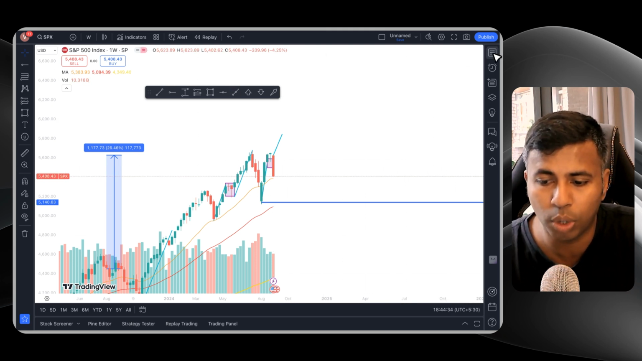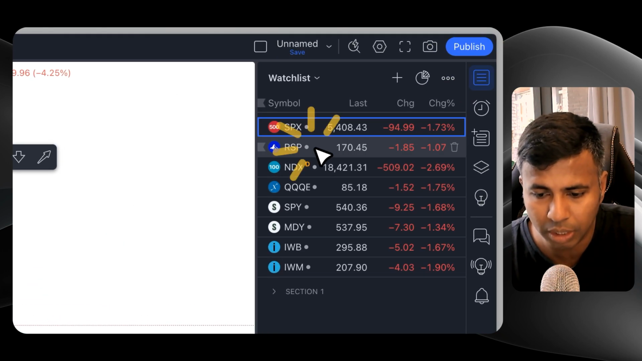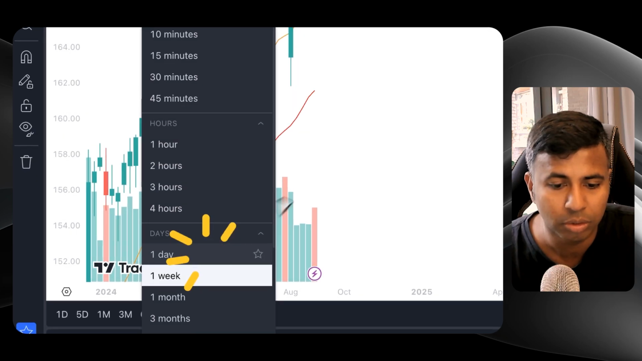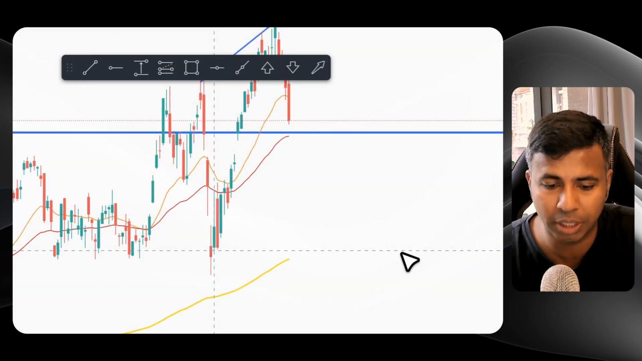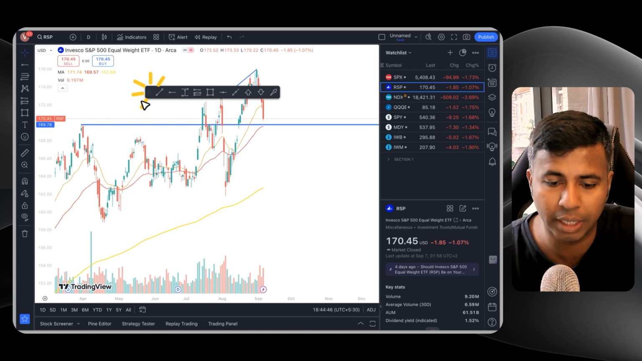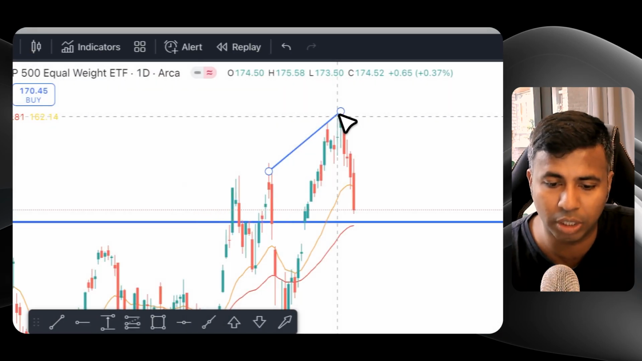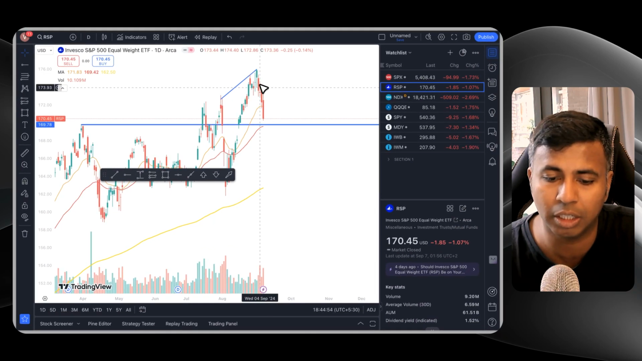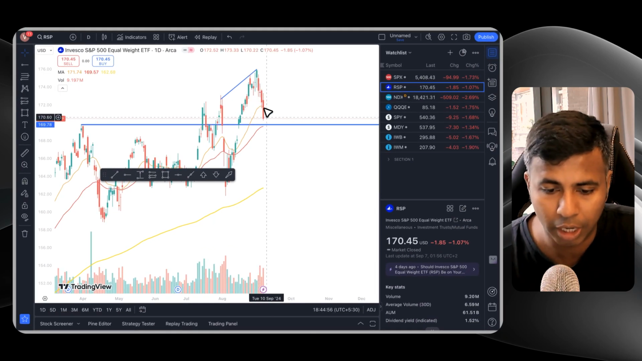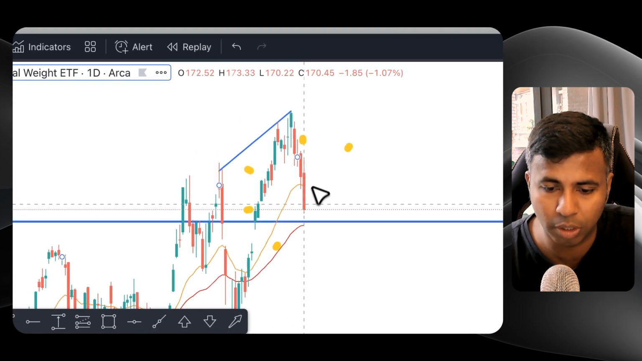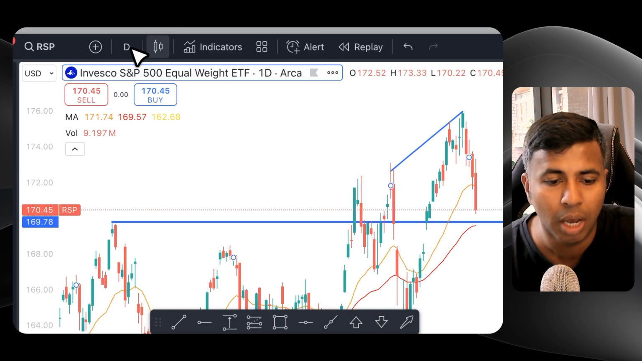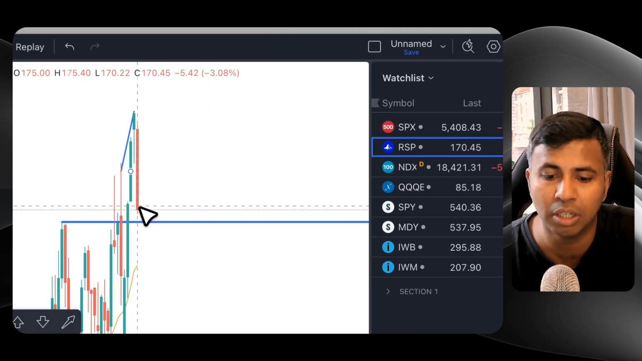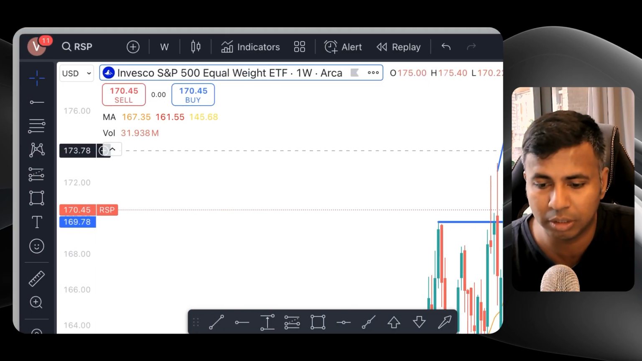So let's now look at the RSP, which is the equal weight S&P 500 index. The story is pretty much the same. We tried to scale new highs back in August. We made a new high in August, but since then we have been declining and the market has been showing weakness. On Friday especially, we lost close to 1%, and on a weekly time frame basis we lost close to 3% on the equal weight 500 index.